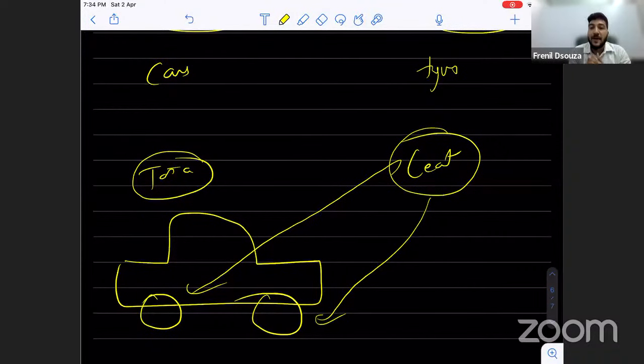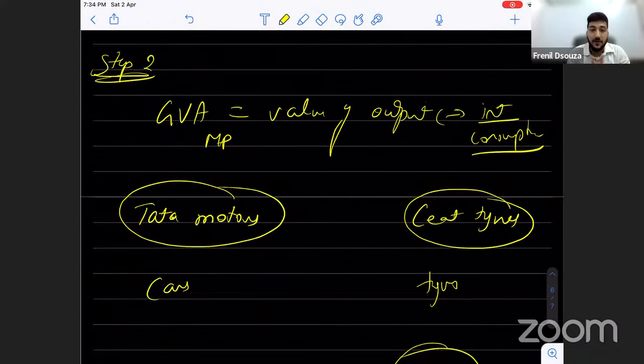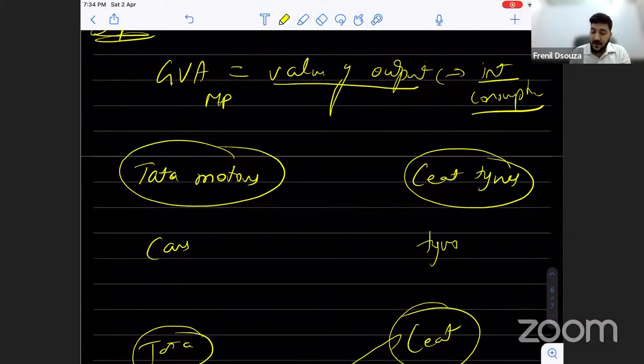Yes, the cost that they have paid to Seat is also considered, right? So that is where this minusing of intermediate consumption comes into question. Whenever Tata calculates, let us say, the GVAMP of one business, if I'm calculating the value of output minus the intermediate consumption, I will have to minus because the value of the tires has already come in another company's value of output. So I minus it to avoid the double calculation, right? So that is why I minus intermediate consumption.